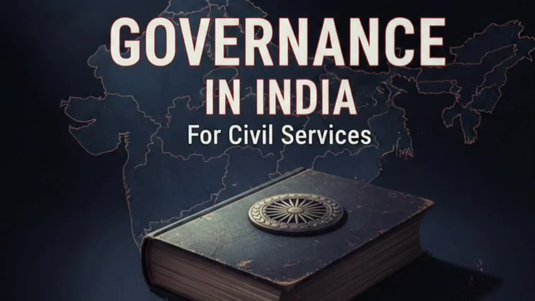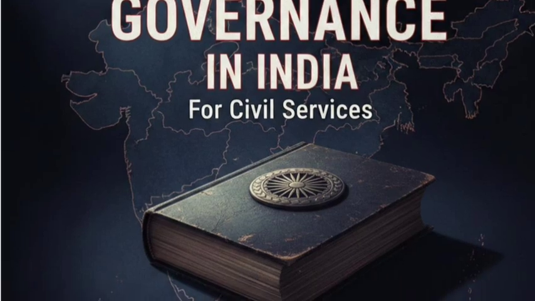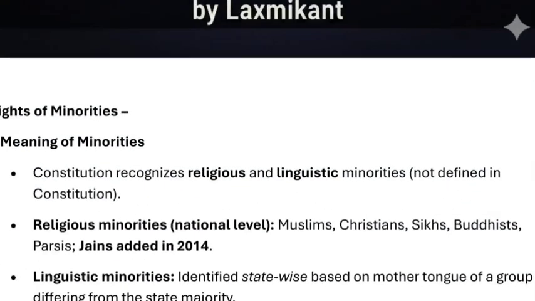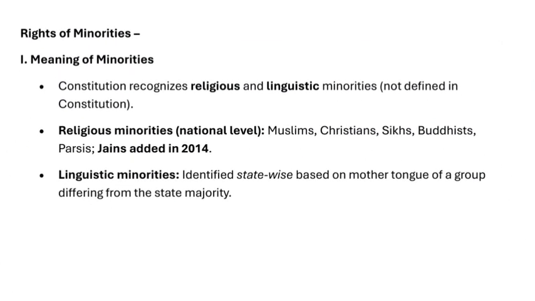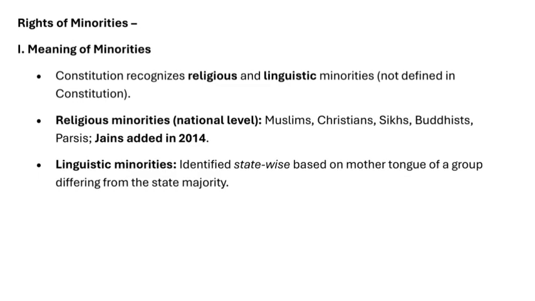Let's start today's session with rights of minorities. Meaning of minorities. The Constitution recognizes religious and linguistic minorities, but does not define them. Religious minorities at the national level: Muslims, Christians, Sikhs, Buddhists, Parsis, and Jains, added in 2014. Linguistic minorities are identified state-wise, based on the mother tongue of a group differing from the state majority.